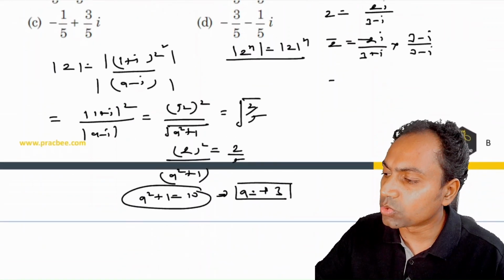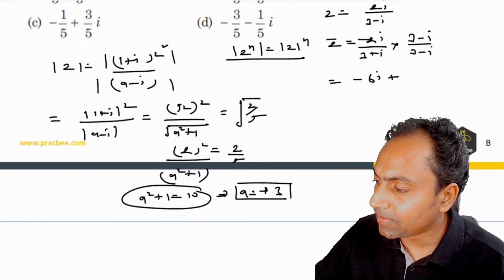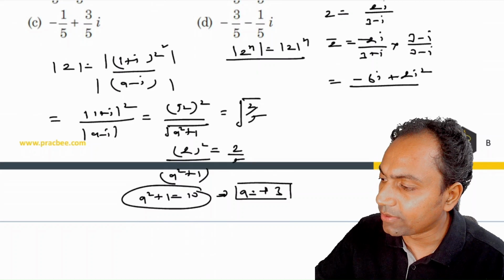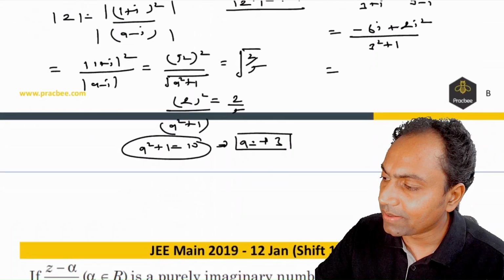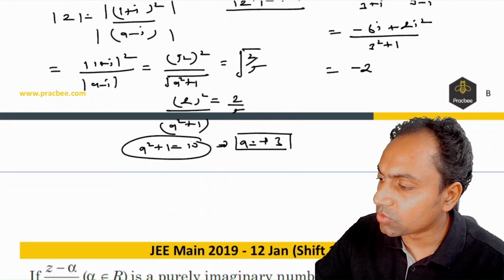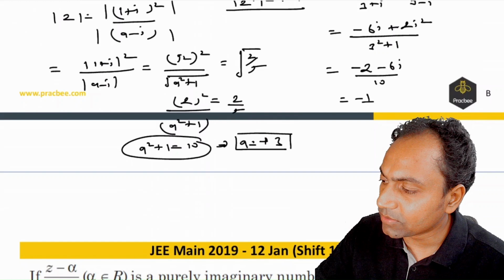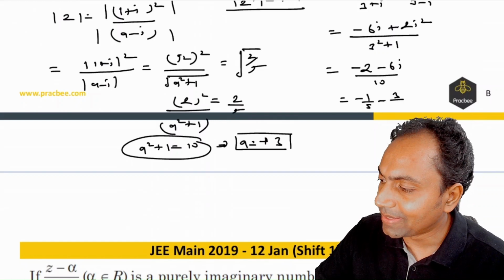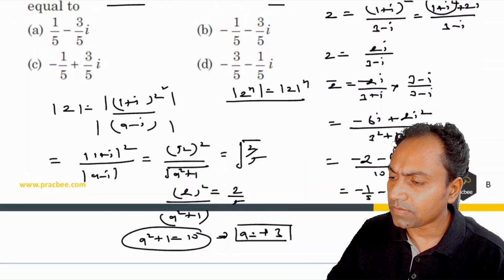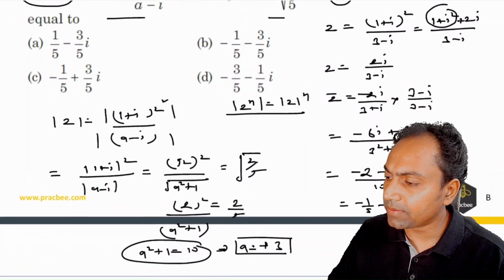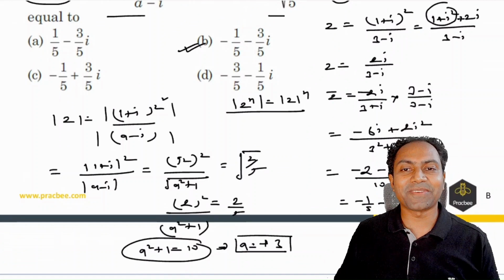If I do so, what I get in the numerator is minus 6i plus 2i square, and in the denominator we get 3 square plus 1. If I further simplify it, it becomes minus 2 minus 6i by 10, and this becomes minus 1 by 5 minus 3 by 5 i. Now let us see which option matches. You can see that option B is matched, and hence it becomes our answer.